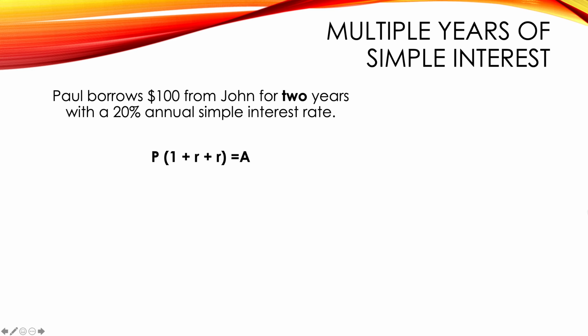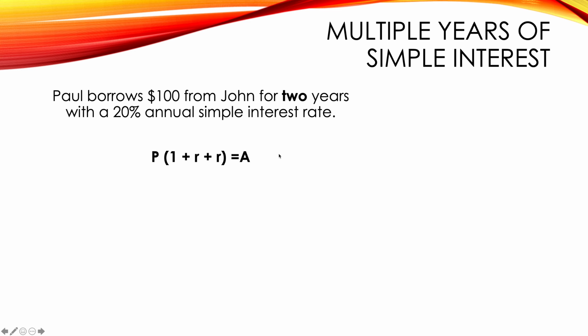So let's think about what these things mean. Mathematically, the 1 stands for the principal. Why? Well, because the P is the principal, and you're doing P times 1. So P times 1 is always going to be P, right? So the 1 in here represents the principal. The R represents the interest rate from year 1, and the second R represents the interest rate from year 2.